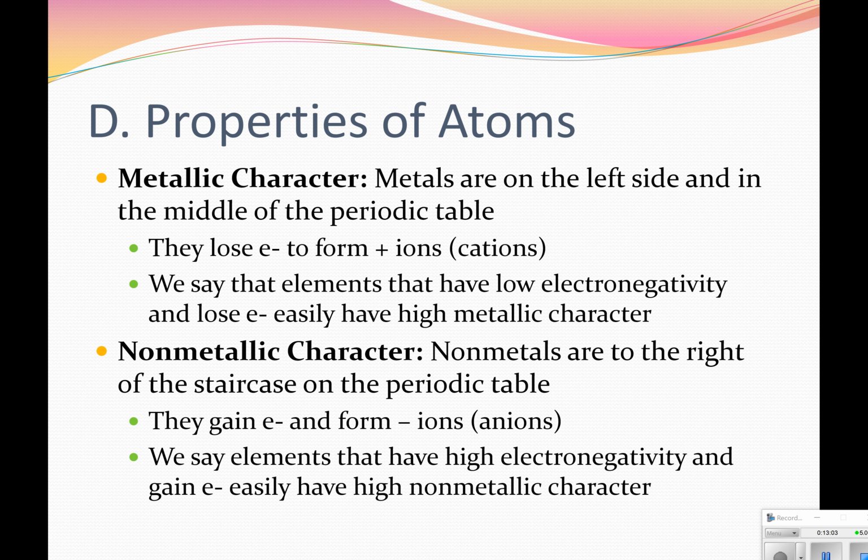Non-metallic character is the opposite, so it describes the non-metals on the right side of the staircase on the table, and non-metals like to gain electrons and form anions. So if an element has a high electronegativity and likes to gain electrons, we say that it has high non-metallic character. So we have high non-metallic character in the upper right and high metallic character in the lower left of our periodic table.